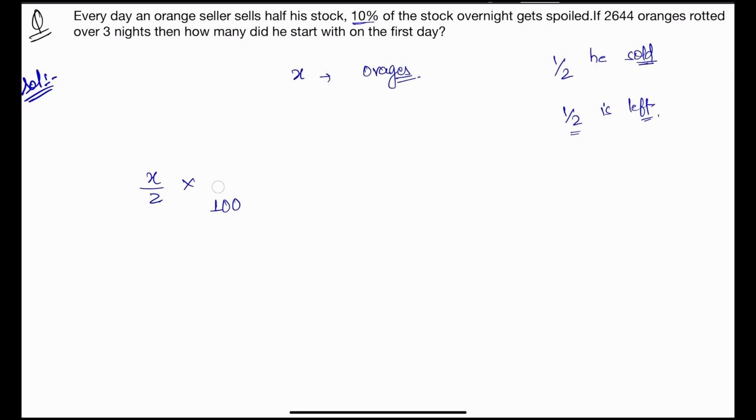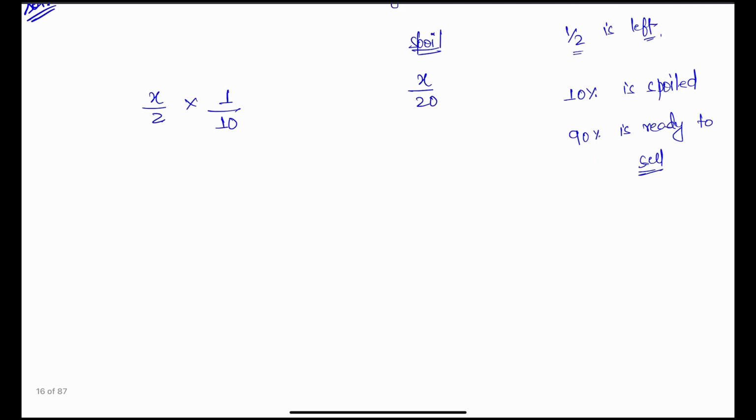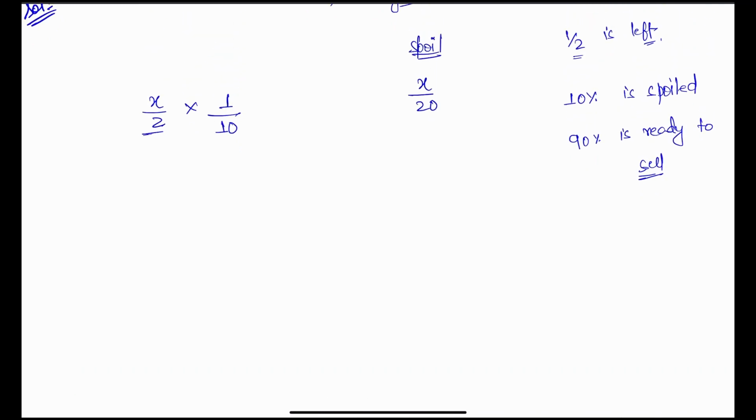so it's nothing but 1 by 10 only, no? 1 by 10. So the spoiled amount is how much? x by 20, right? But if 10% is spoiled, then 90% will be fresh, ready to sell the next day. So if 10% is spoiled from x by 2, how much will be the stock next day? Stock will be again 9 by 10.